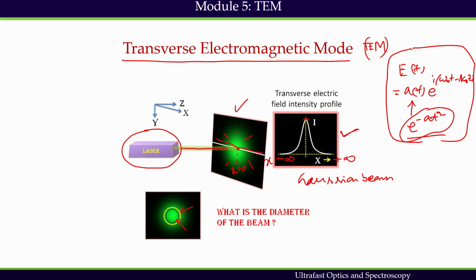In many laser-based experiments, finding out fluence, which is defined as energy per cross-sectional area, depends on the size of the laser beam, that is cross-sectional area, and becomes very important, and that's why it is important to define the diameter of the beam.